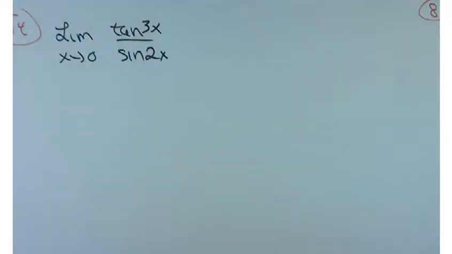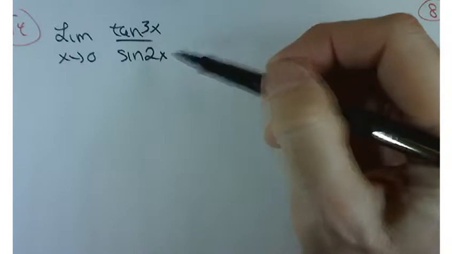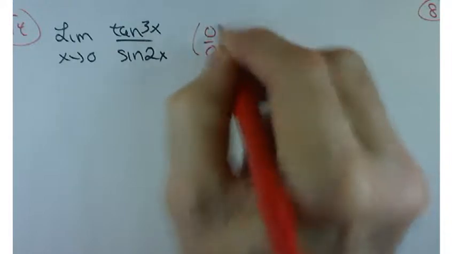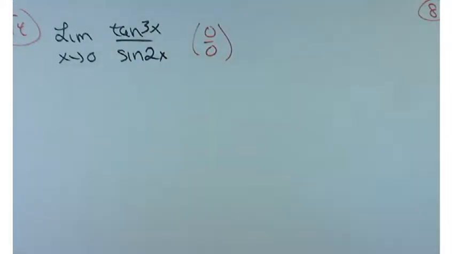0. All right, it's 0. Likewise with the sine. Sine of 0 is also 0. So this is an indeterminate form. Ends up as being 0 over 0. And yeah, this one's going to be really hard.